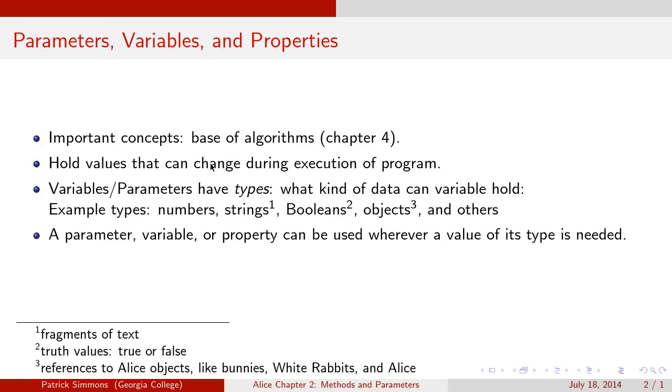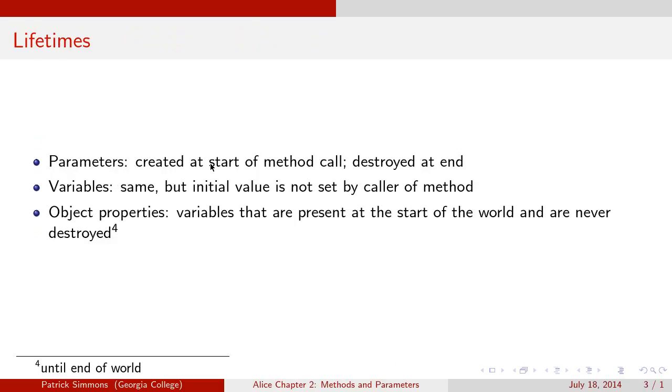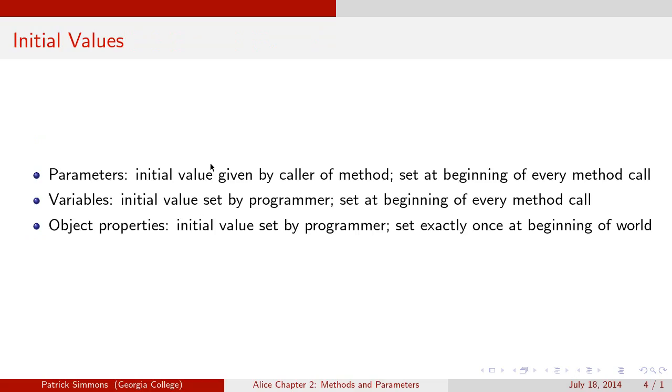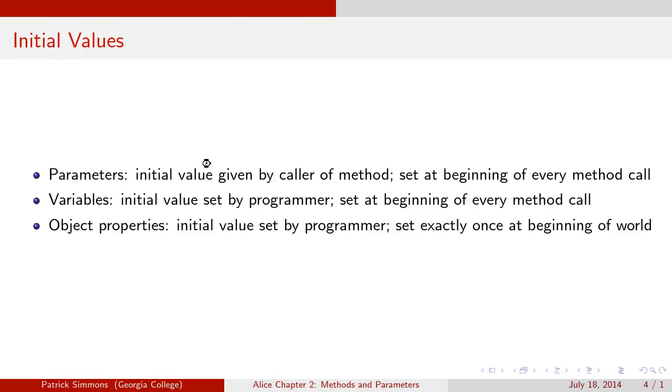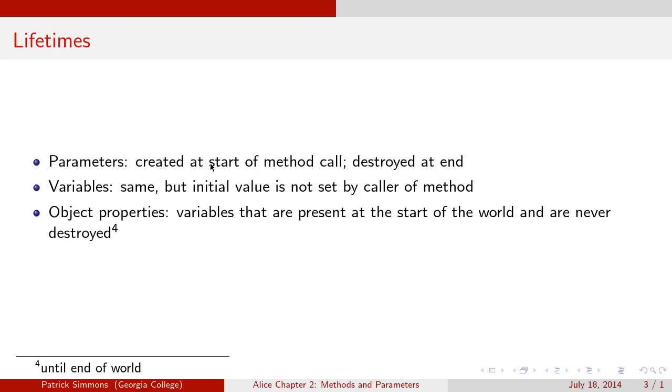The type can't change during execution. Once you create a parameter or a variable or a property of a certain type, it's going to stay that type forever throughout its entire life. You can change the value of one of these things during execution. But first let's talk about how they differ.